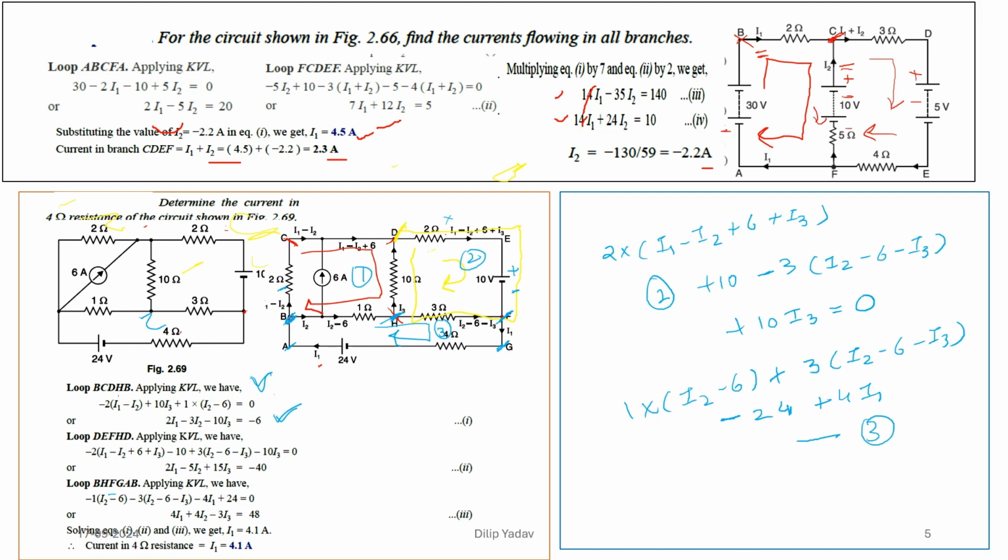So we have the three equations. By using the calculator we can calculate the current. By using this method, I1, I2 and I3 can be calculated.